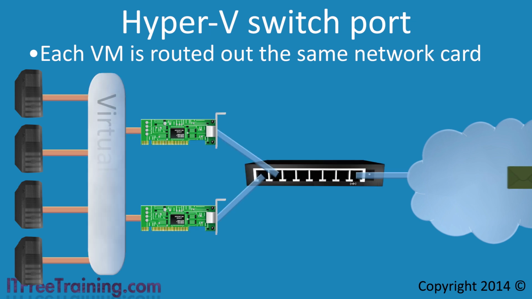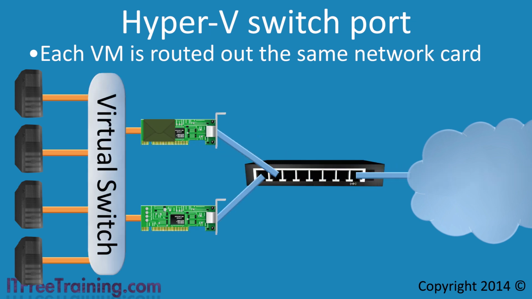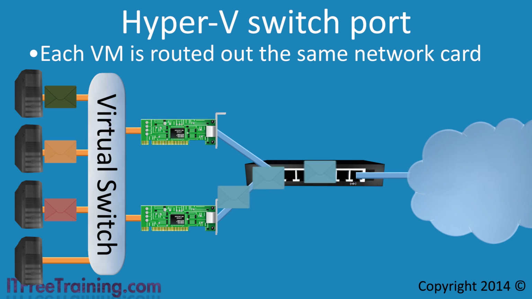Let's consider an example where the server has 2 network cards. Each virtual machine will use the same network card for incoming and outgoing traffic. This is achievable as each virtual machine has its own MAC address. Hyper-V switchport uses this MAC address to determine which network card to send the traffic out on. Clients on the network use this MAC address to communicate back to the server, and thus incoming traffic is also routed back through the same network adapter.